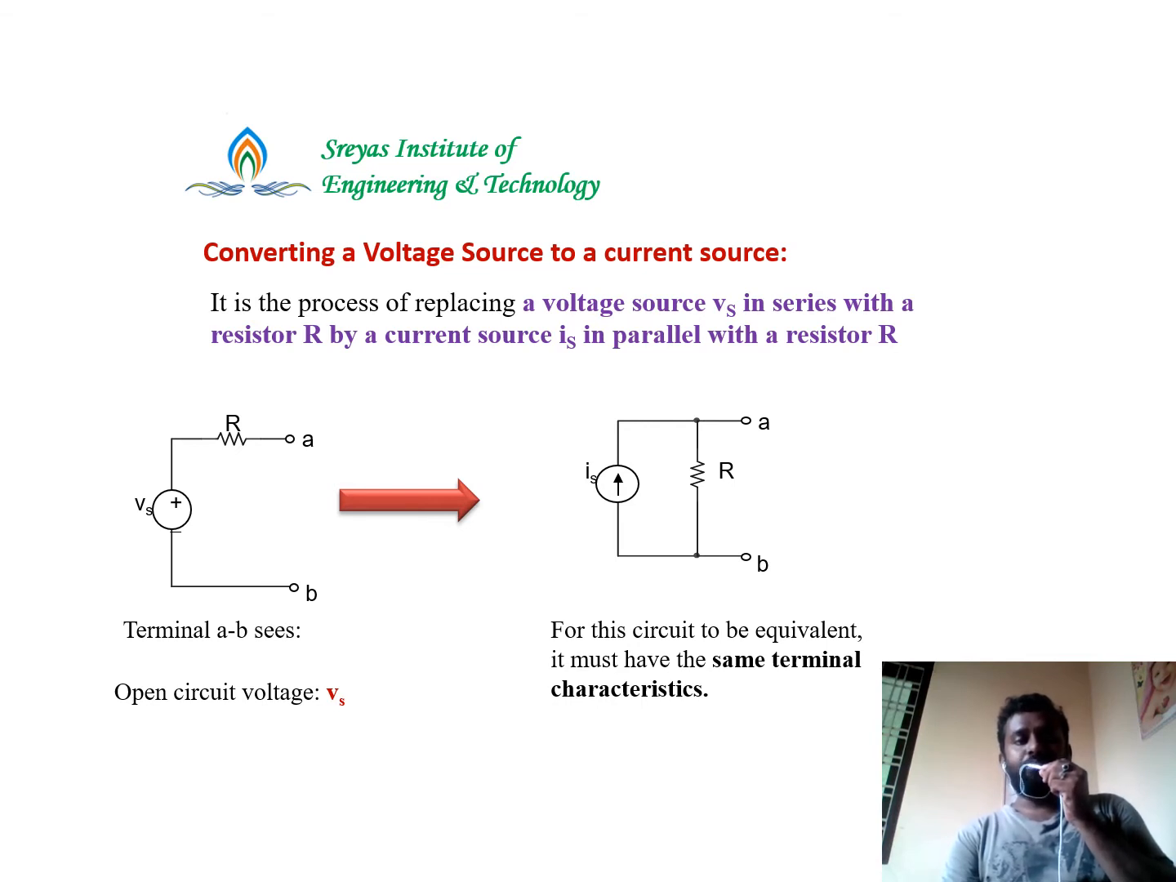The value of Is will be Vs by R. From Ohm's law, V is equal to I into R. Therefore, I is equal to V by R. So Is value will be Vs by R, and the resistance value does not change, it remains same.